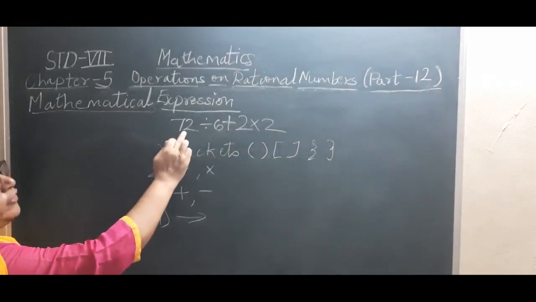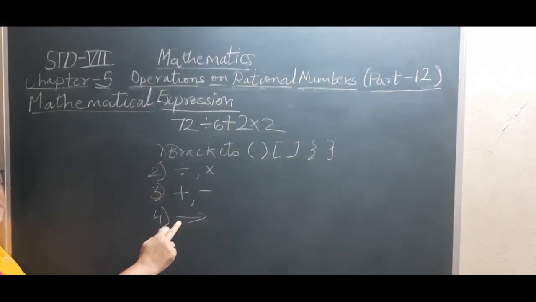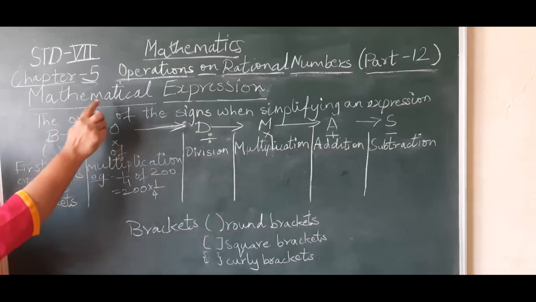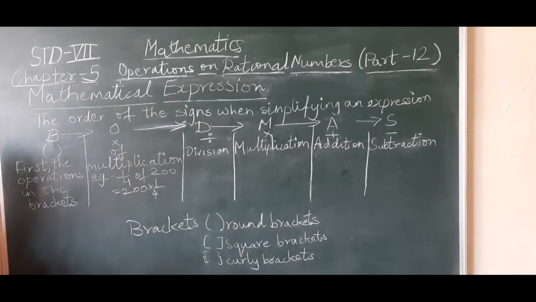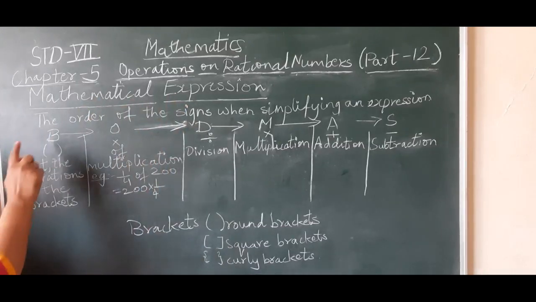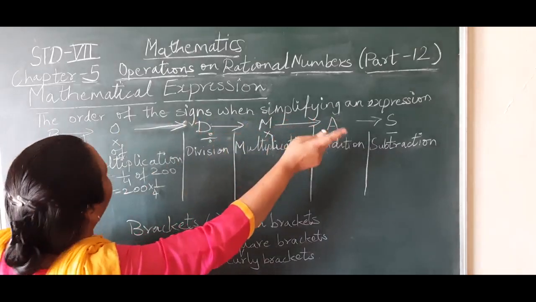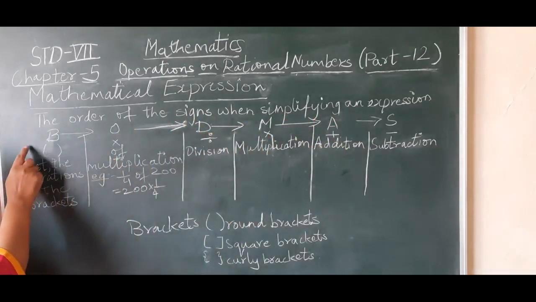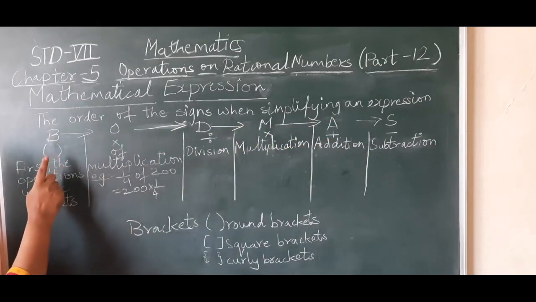Now children, we will solve this example by following all these rules and we'll see which one is the correct one from both the methods. While simplifying a mathematical expression, you have to remember the rules. The easy way for remembering the rule is that the order of the signs when simplifying an expression is, you have to remember the BODMAS rule. What is the BODMAS rule?